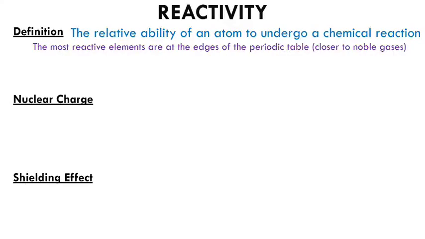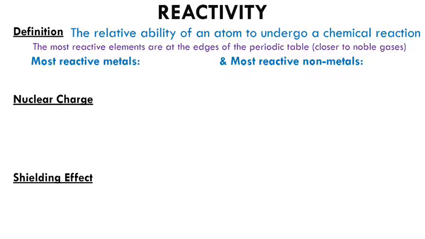And the most reactive elements, we've already seen this and talked about this when we talked about our special groups. The most reactive elements are at the edges of the periodic table, the ones that are closest to noble gases, because they're the ones closest to becoming noble gases electronically. They're going to get more and more aggressive at getting or losing the electrons that they need, the closer they are to getting what they want.